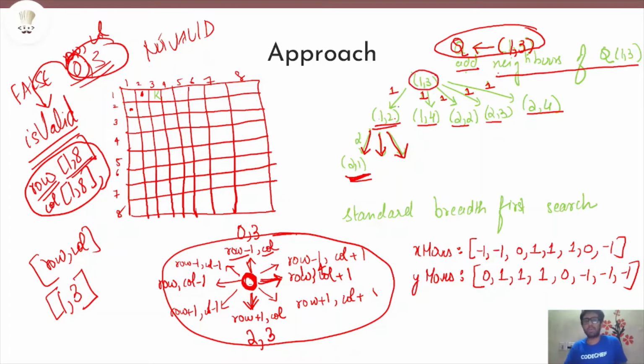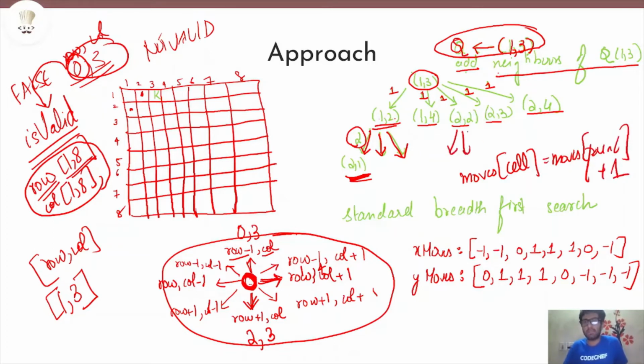First, from 1, 3, you will go to 1, 2. Then from 1, 2, you will go to 2, 1. So you needed 2 moves from the starting position to reach this cell. So for any cell, to compute the number of moves it took to reach that cell from the starting position, you can say moves of cell equals moves of its parent plus 1. This means that when you compute the neighbors of this and continue the BFS, what distance will the new cell be at from the starting position? This is the essence of BFS. So this will be 2, because I first went from 1, 3 to 1, 4, and then I'm going to this new cell here. So this will be 2.